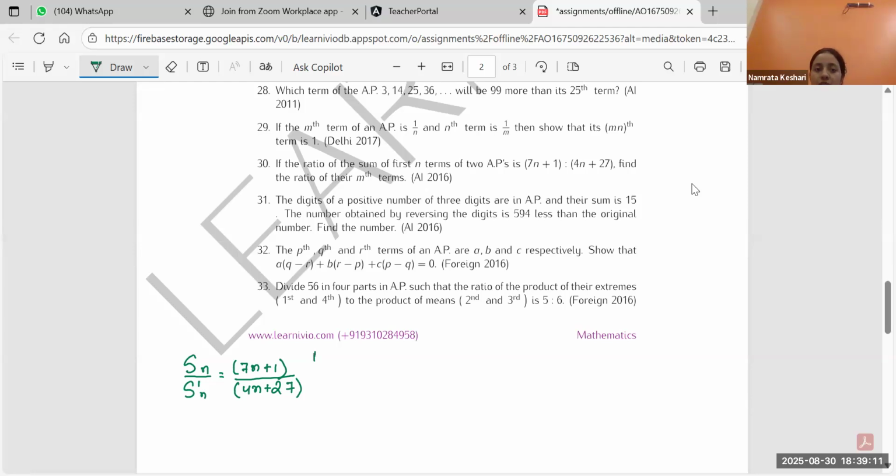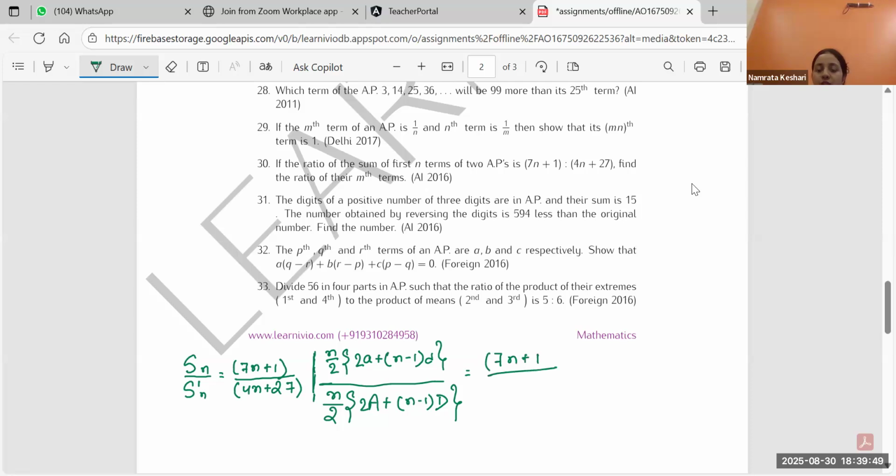There are so many ways, and one of the ways is that from the formula only we will try making the formula of mth term. So the sum formula is n by 2 into 2a plus n minus 1 into d. Keeping in mind that n can be same in both the cases, and this is completely okay. Maybe the first term is not same, maybe the common difference is not same, but n can be same. We are using the sum formula and comparing it with 7n plus 1 over 4n plus 27.